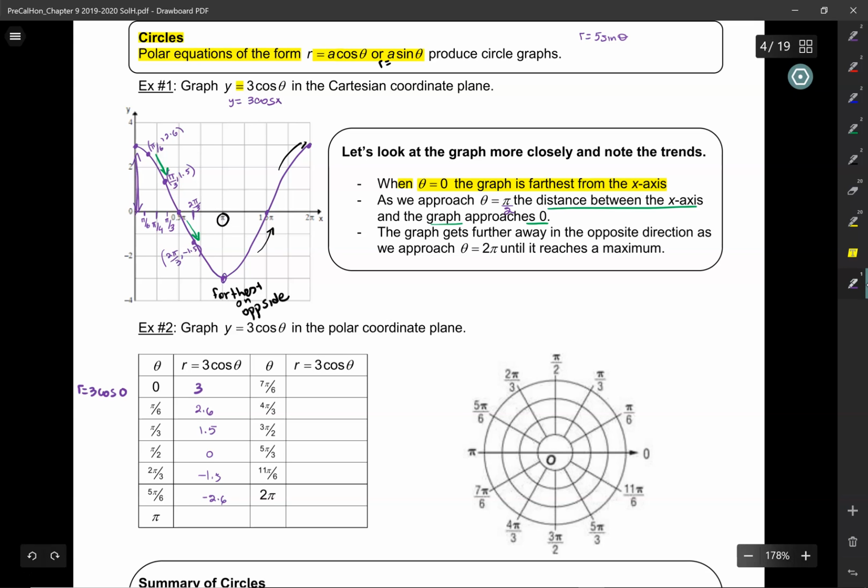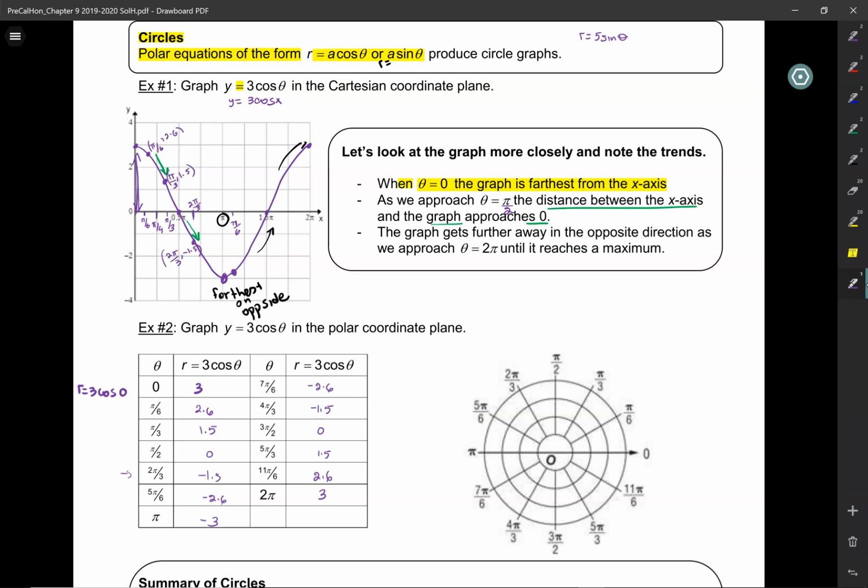And then at pi, right, it's negative 3. Then 7 pi over 6, now we're here. Okay, 7 pi over 6, it's going to go back up again, right? You know that you're just going to traverse through the same points, so you don't even have to plug it into the calculator anymore. Because at 7 pi over 6, it's going to be negative 2.6 again. Then at 4 pi over 3, it's going to be the same as this one, negative 1.5. Then at 3 pi over 2, it's 0. Then it's going to be 1.5, 2.6, finally reaching 3.